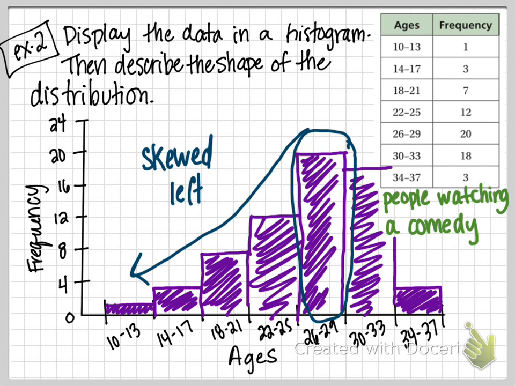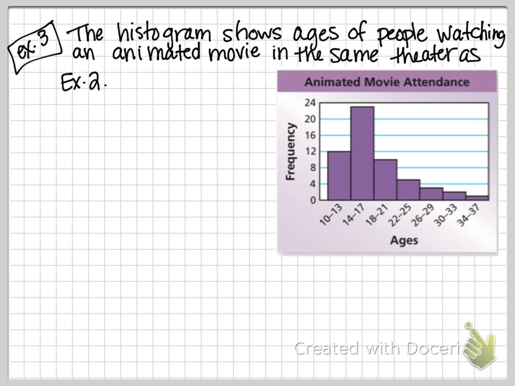Let's look at the next slide. This histogram shows people watching an animated movie in the same theater, maybe just in a different room, right? Notice also, this is a side note, notice on a histogram, all of the intervals are touching one another. That was something I saw in the quiz. Make sure that when you make your histograms, the intervals touch one another, okay? They have to touch. That's part of the characteristic of a histogram.